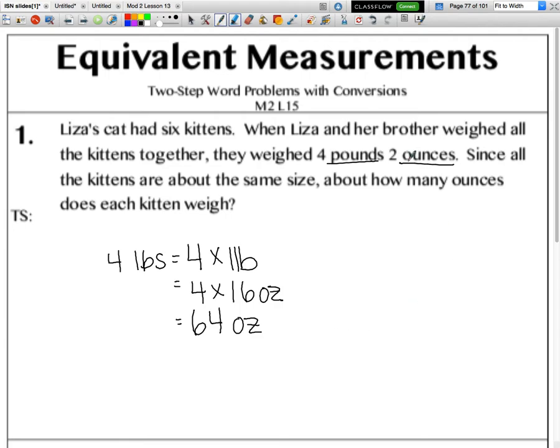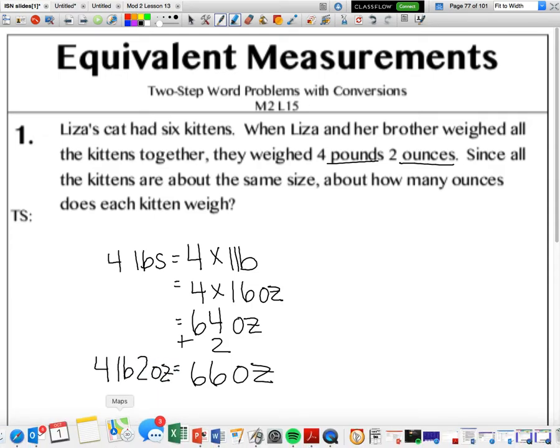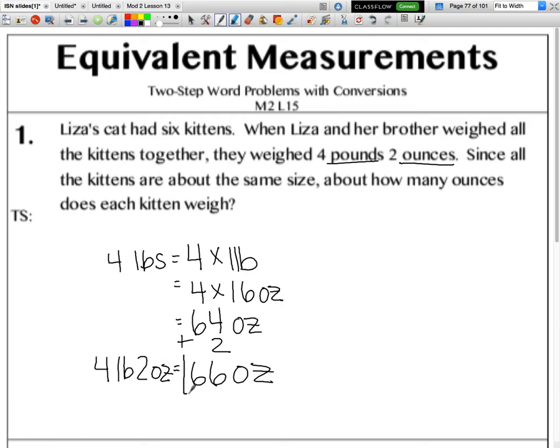But that's not all the ounces we have. Look back at your problem. We have 2 more ounces to add to that. So I have 64 plus 2 more, so that's actually 66 ounces. So their 4 pounds, 2 ounces is actually equal to 66 ounces. So now all of those kittens together weigh 66 ounces.